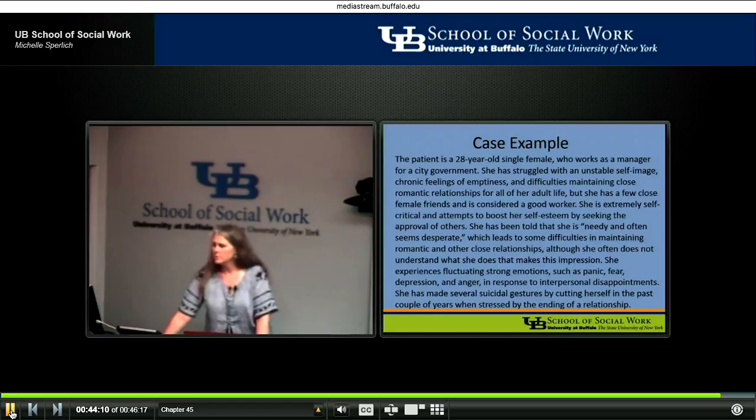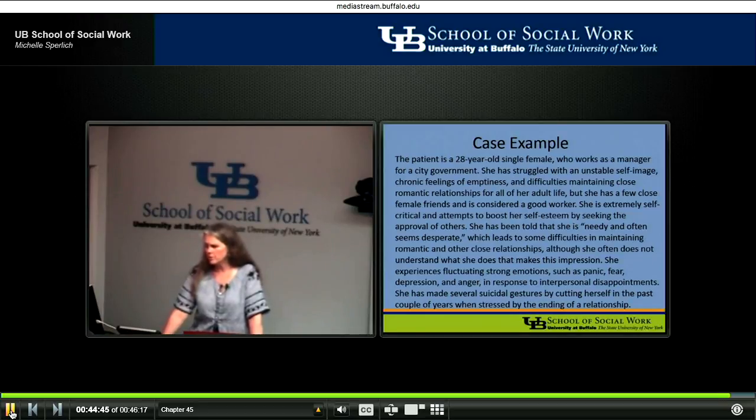This is just a case example. The patient is a 28-year-old single female who works as a manager for city government. She's struggled with an unstable self-image, chronic feelings of emptiness, and difficulties maintaining close romantic relationships for all of her adult life. But she has a few close female friends and is considered a good worker. She's extremely self-critical and attempts to boost her self-esteem by seeking the approval of others. She has been told that she is needy and often seems desperate, which leads to some difficulties in maintaining romantic and other close relationships, although she often does not understand what she does that makes this impression.